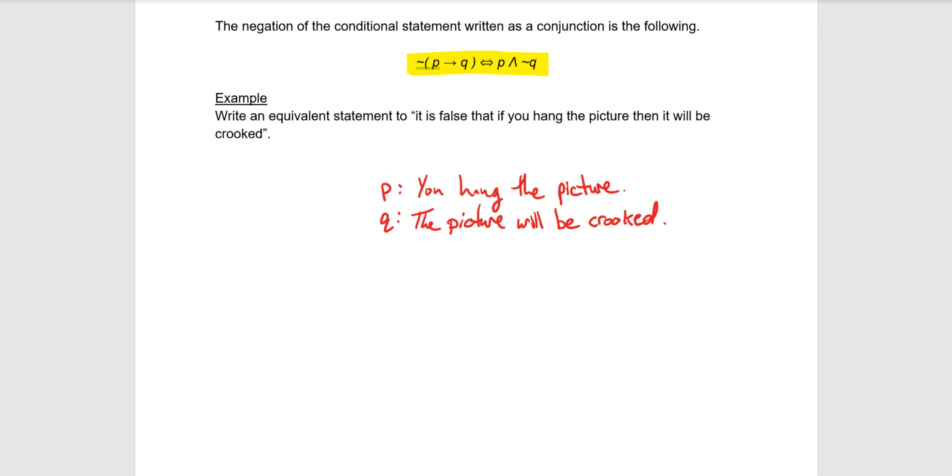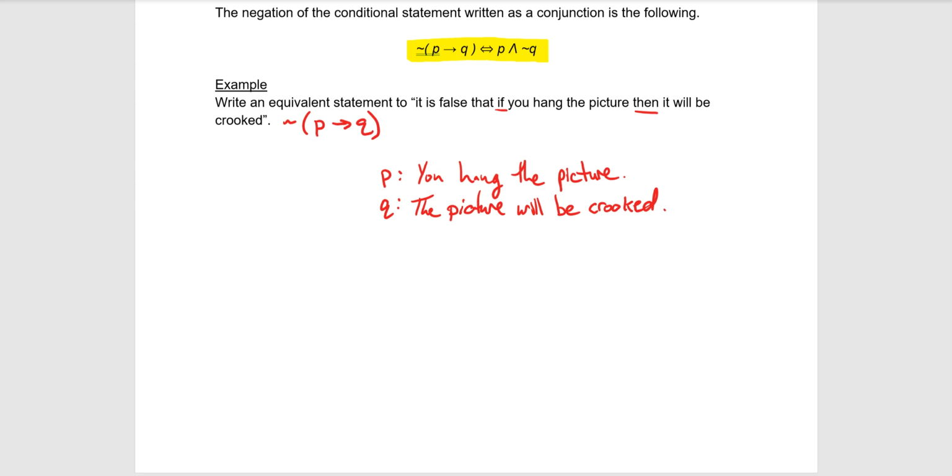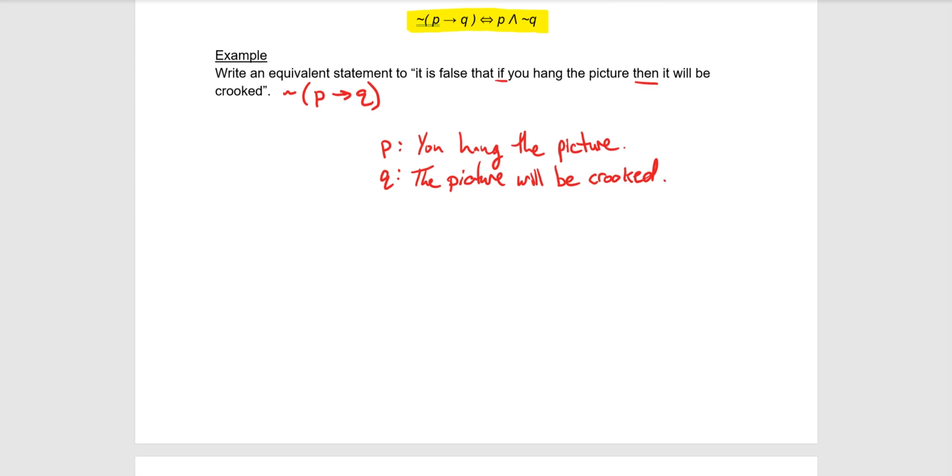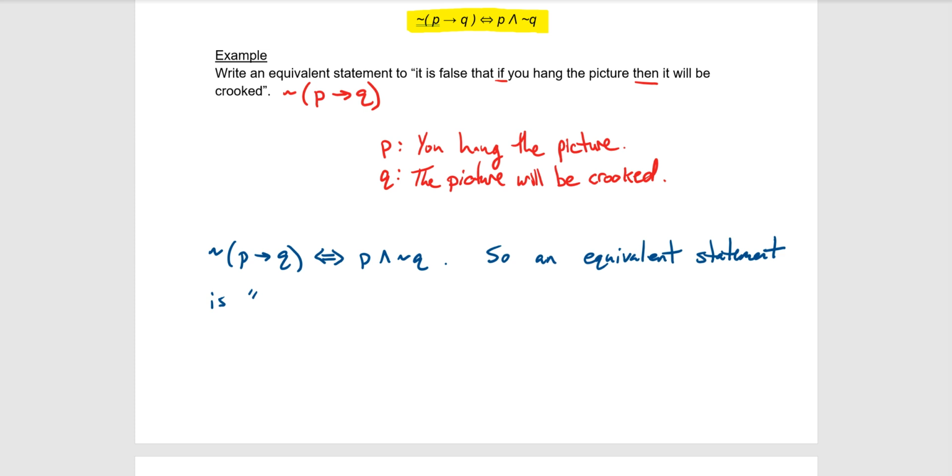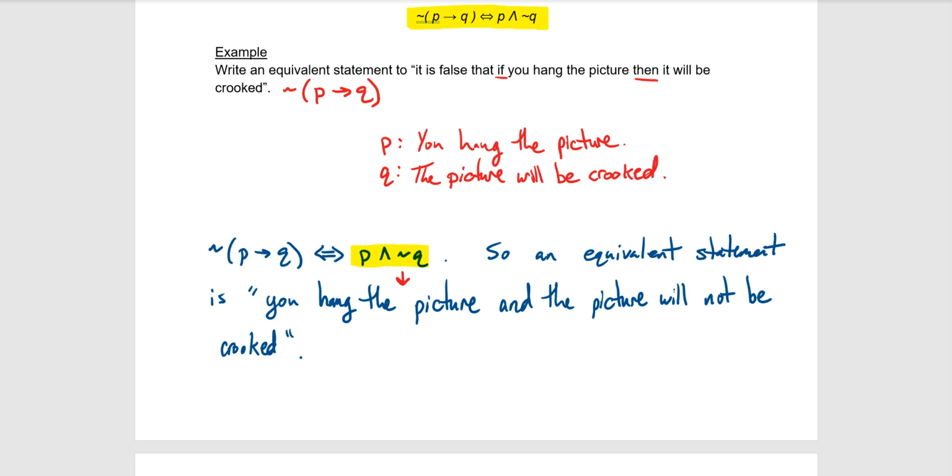So the compound statement in the example, it is false that, the negation, that if you hang the picture, then it'll be crooked, is going to be if P, then Q. Now we can use that equivalence at the top of the page and say that the negation of if P then Q is equivalent to P and not Q. So an equivalent statement is P and not Q. Reading that off in words: you hang the picture and the picture will not be crooked. That is an equivalent conjunction given a negation of a conditional.